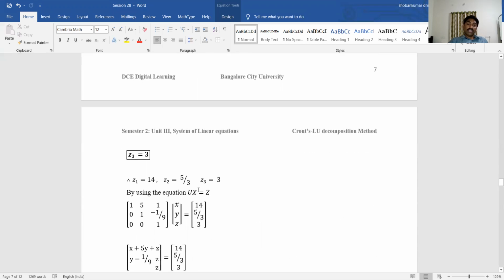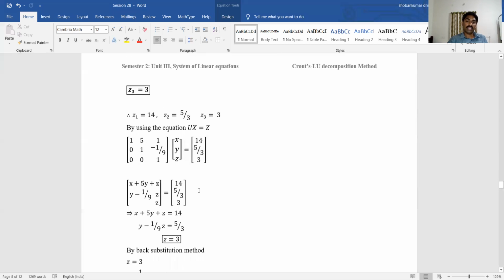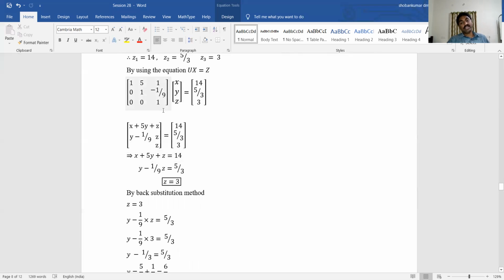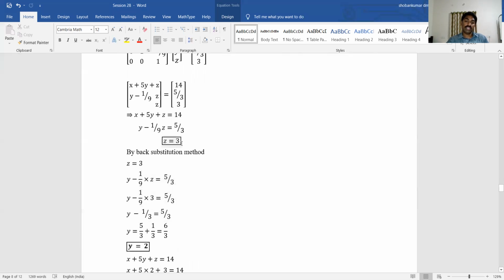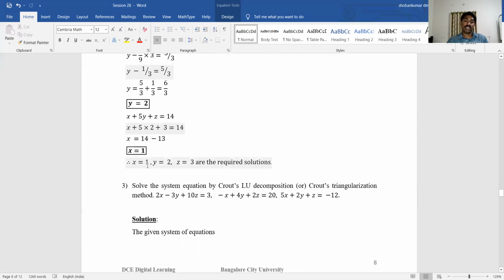And again consider Ux is equal to Z, where U is the upper triangular matrix. We know that X is x, y, z, and Z is Z1, Z2, Z3. Expand the left hand side and equate the corresponding elements in the right hand side. We get three more equations, and by the back substitution method, z is equal to 3, y is equal to 2 and x is equal to 1. Therefore, x is equal to 1, y is equal to 2 and z is equal to 3 are the required solutions of the given system of linear equations.